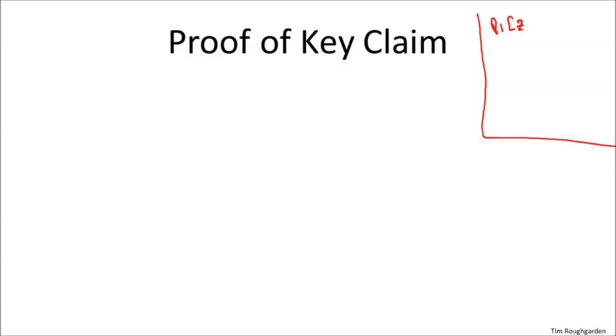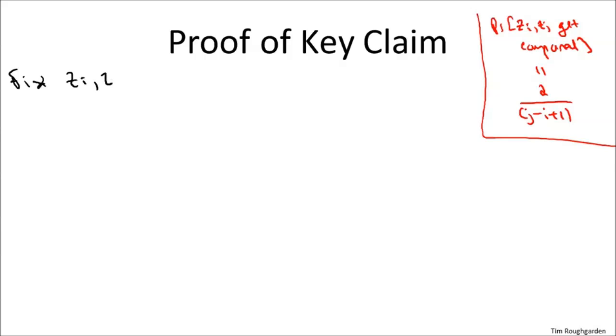So how do we prove this key claim? How do we prove that the probability that zi and zj get compared is exactly 2 over the quantity j minus i plus 1? Well, fix your favorite ordered pair. So fix elements zi, zj with i less than j. For example, the third smallest and the seventh smallest element in the array.